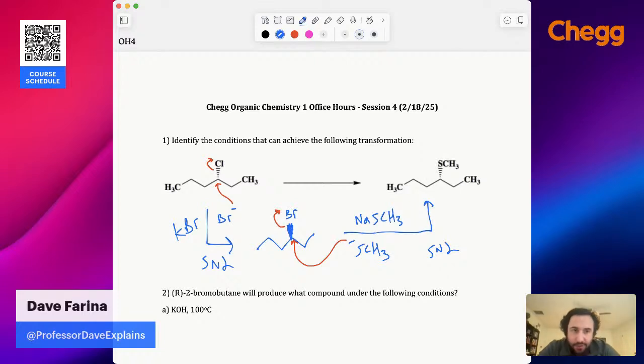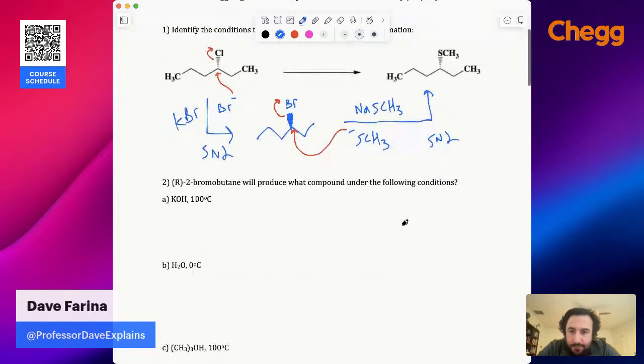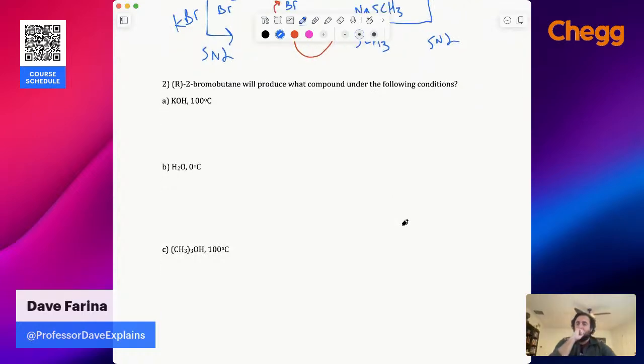Okay, let's go to the next one. R-2-bromobutane will produce what compound under the following conditions? So we have three different sets of conditions. We have three different mechanisms that are going to occur. So let's see what happens.